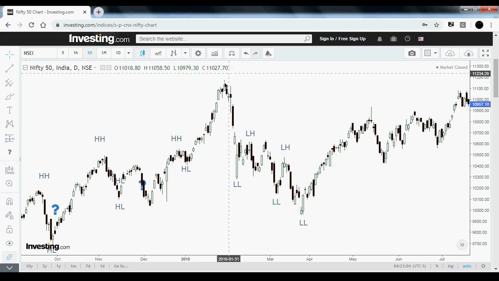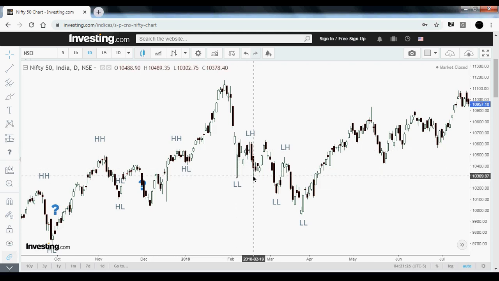But what happened here? Here we had a lower low. This was the low. Now this is the low. So we had a lower low and we had a high which is lower than the previous high. So we had a lower high and we had a lower low. Now these two points are very critical, this lower high and this lower low. Now we need to see what happens in the next move.